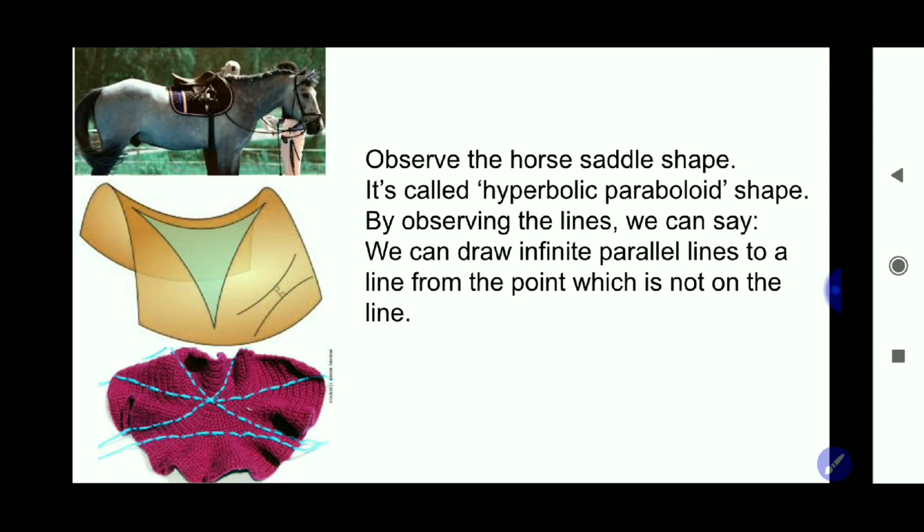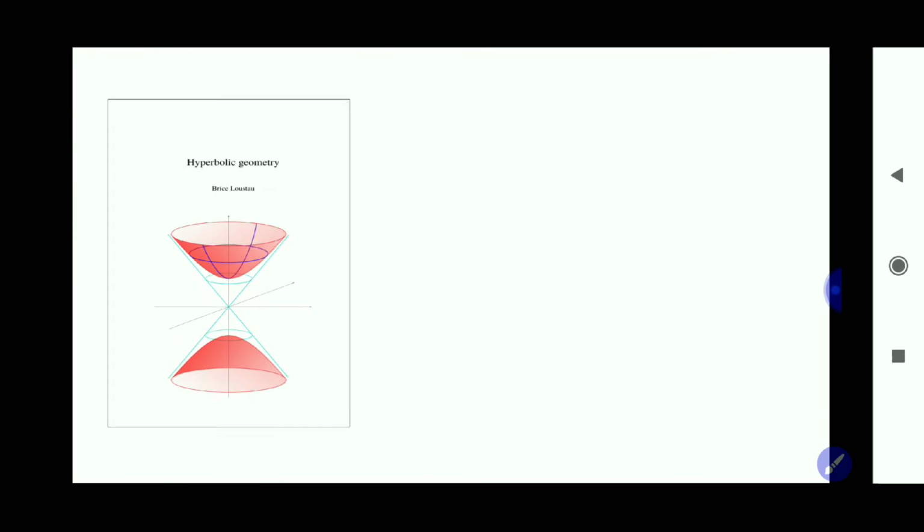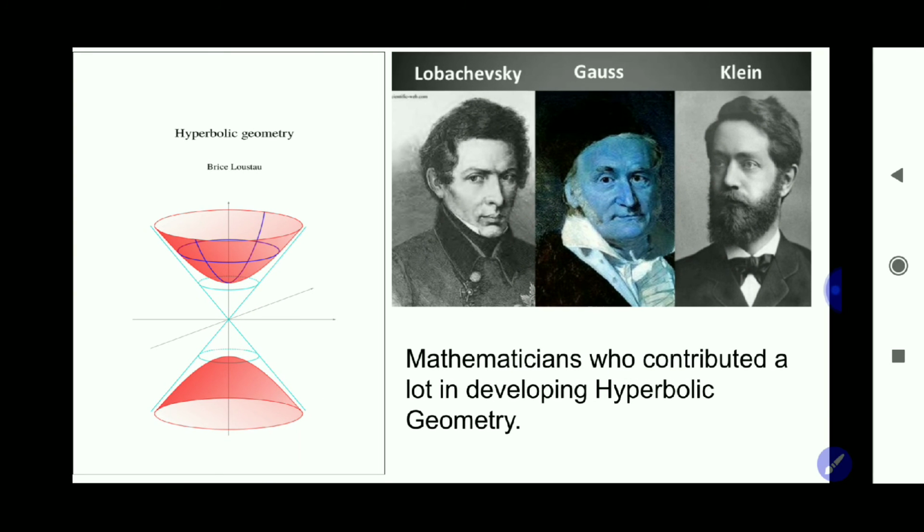Dear students, observe the horse saddle shape. It is called hyperbolic paraboloid shape. By observing the lines, we can say we can draw infinite parallel lines to a line from a point which is not on the line. This geometry is called hyperbolic geometry. It is also one kind of non-Euclidean geometry. In it, the sum of angles in a triangle is less than 180 degrees and the perimeter of a circle is greater than 2 pi r. Lobachevsky, Gauss and Klein contributed a lot in developing hyperbolic geometry.